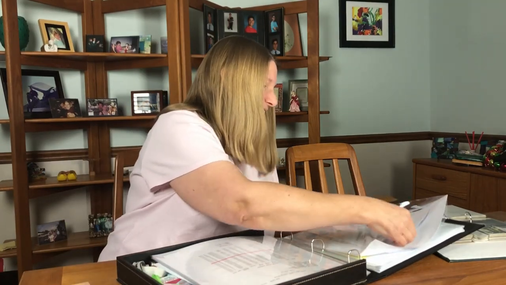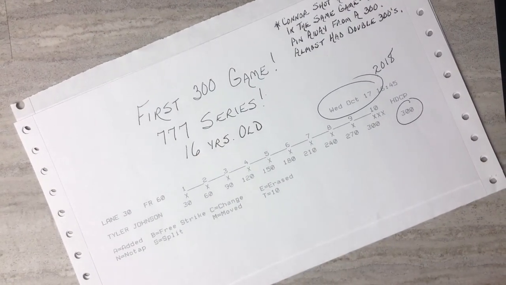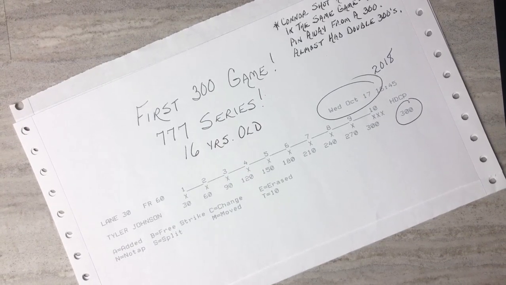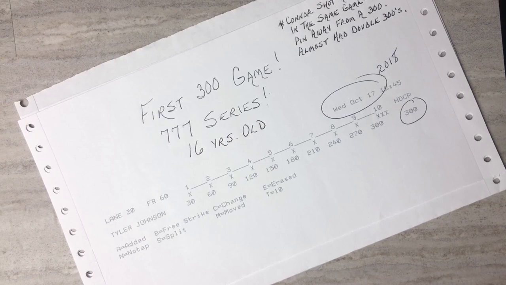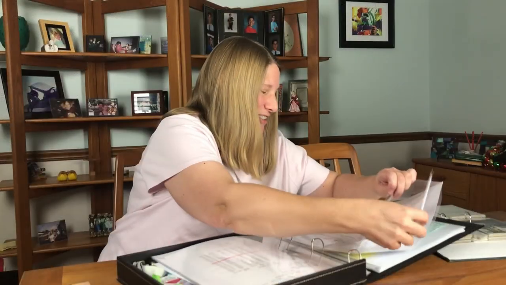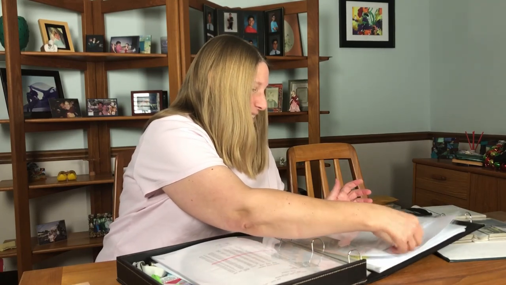This is a good one. First 300 game, it was a 7-7-7 series. You were 16. I was 16. And I have a note here that Connor shot a 279 in the same game. So I almost had my boys doing double 300s that day. That would have been something.